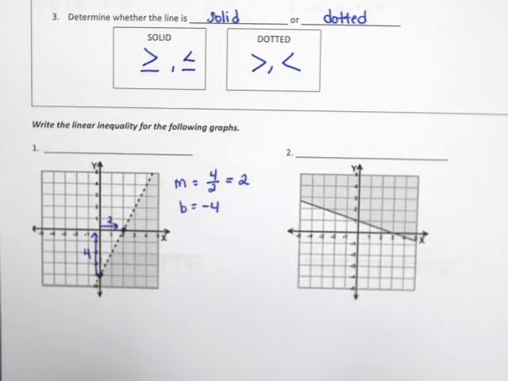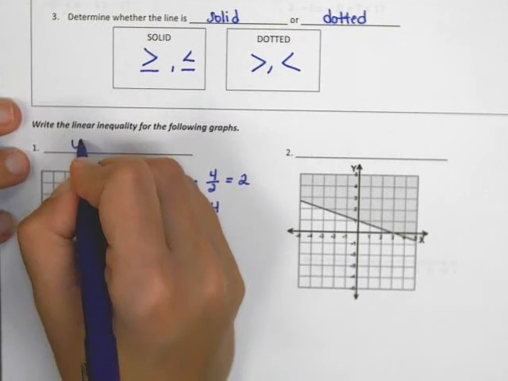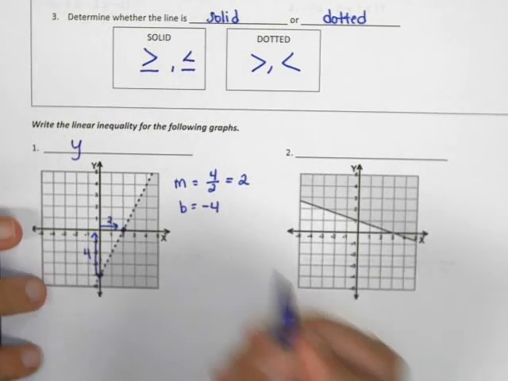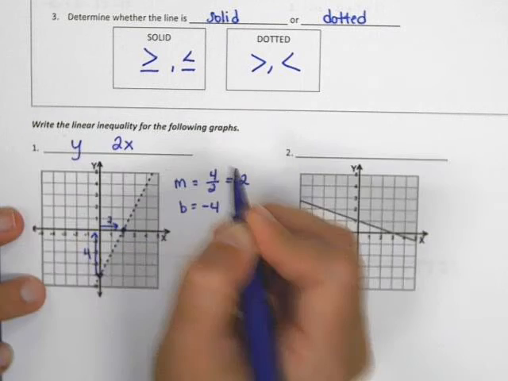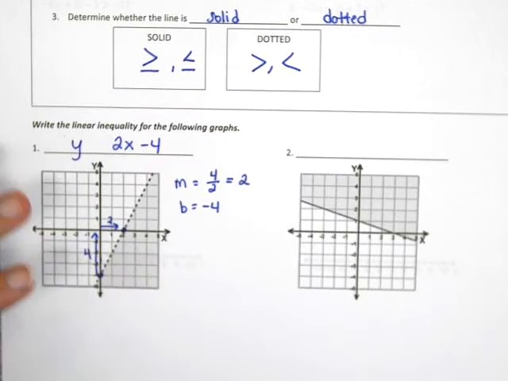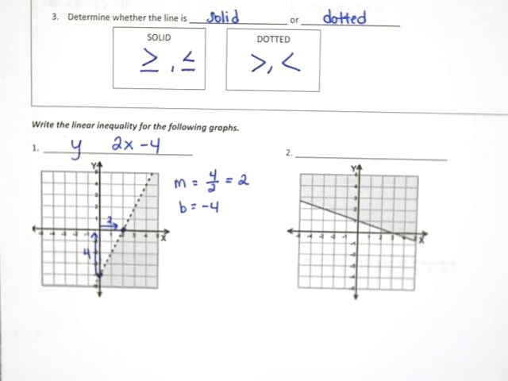That simplifies to 2. Now let's set it up as y equals mx plus b. Y, and now I'm going to leave a space, 2x minus 4. Now there's a reason I left a space here. We're not going to have an equal to sign anymore. We're going to either have a greater than or a less than.